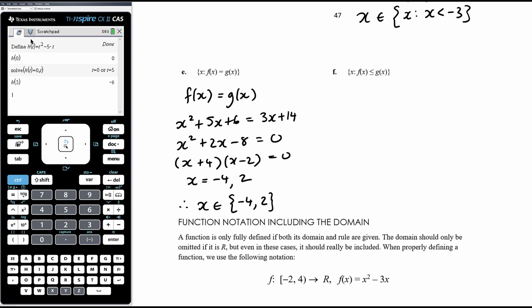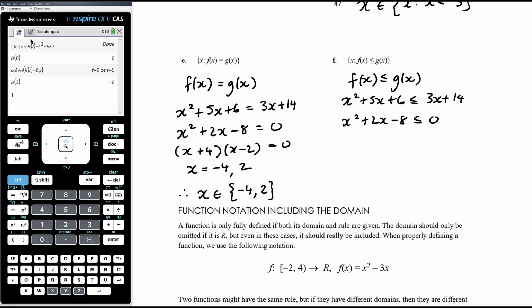And finally, the set of x values where f of x is less than or equal to g of x. F of x less than or equal to g of x means x squared plus 5x plus 6 is less than or equal to 3x plus 14, which means that x squared plus 2x minus 8 is less than or equal to 0. Quadratic inequality. Over here we've already calculated where this graph equals 0. So it equals 0 at negative 4 and 2.